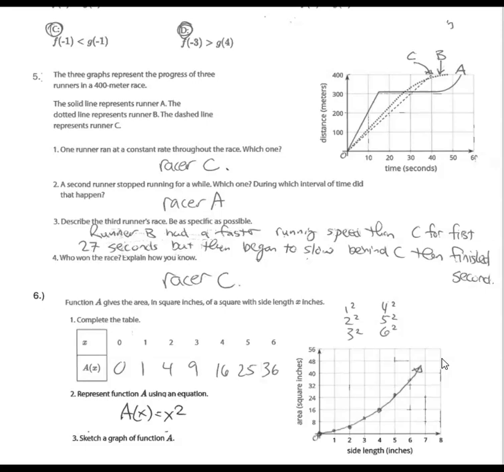And then it says when you have a side length of x, what would A of x be? Well, we saw that all we kept doing was just squaring the side length. So I said A of x equals x squared.